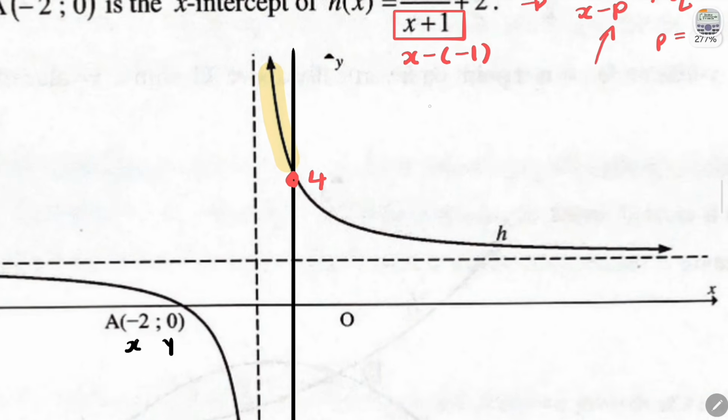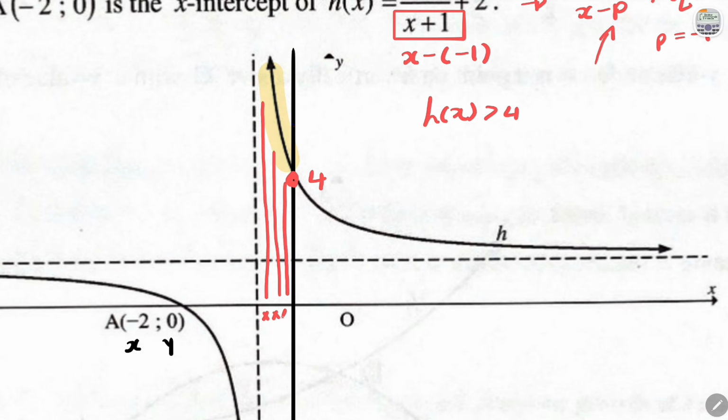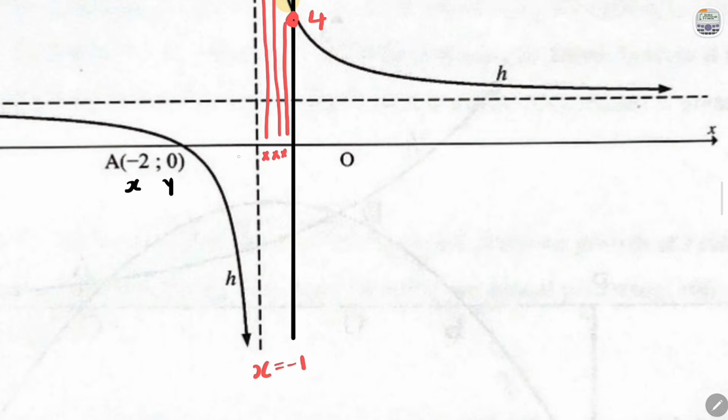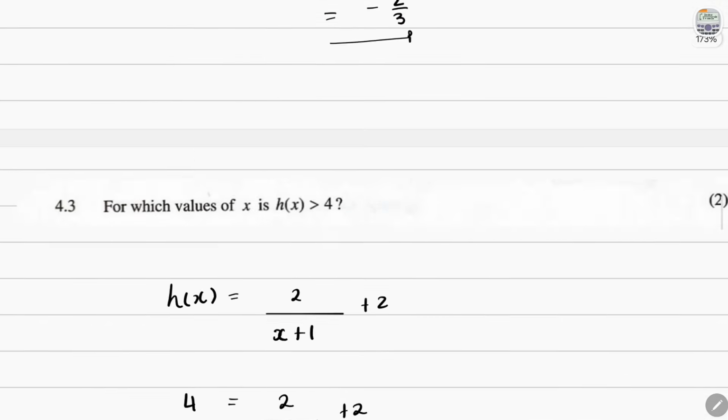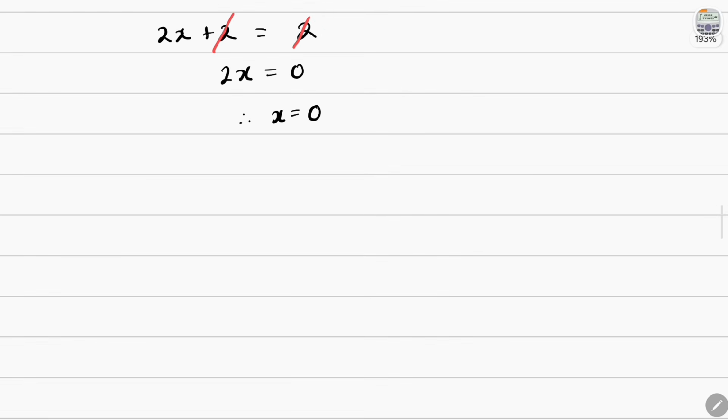So the values of x for which h of x is greater than 4 would be all through here. All through there, it keeps going closer and closer. So look at the x values that this aligns to. If we know that this value over here is negative 1, and this value over here is 0 because this is on the y-axis, it means that the graph of h is greater than 4 for values of x that are greater than negative 1, but less than 0. And that is our answer. So we can just finally tell them that x is simply greater than negative 1, but less than 0.